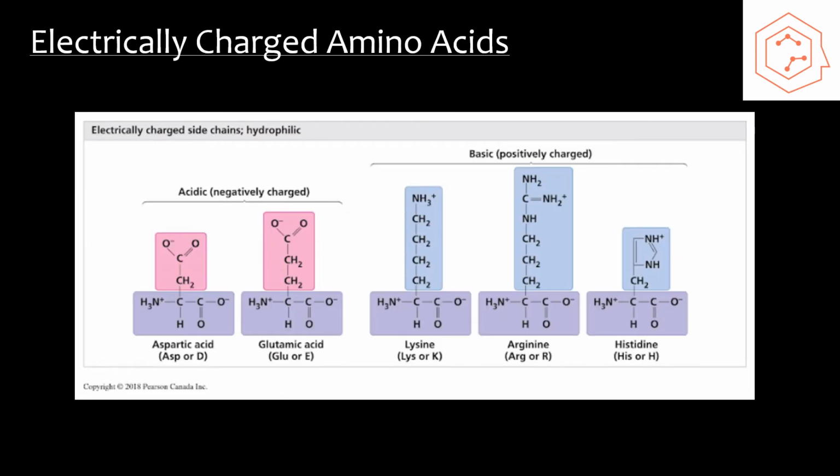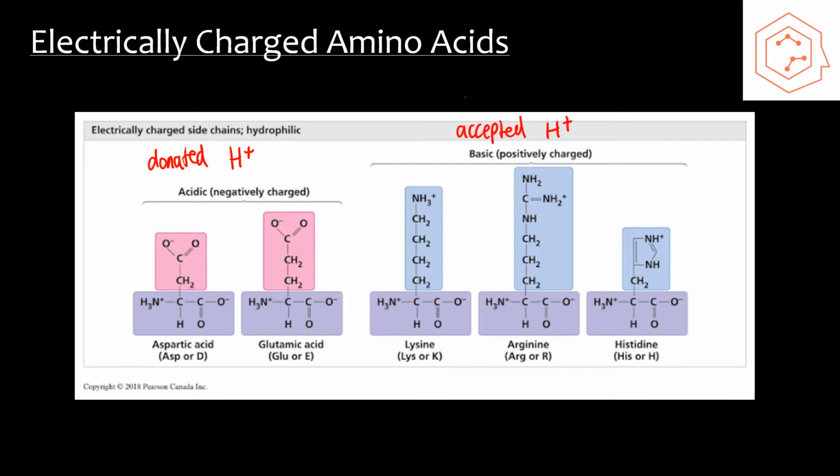In terms of the electrically charged amino acids, we have acidic, which are negatively charged. The reason why they're negatively charged is because they donated a proton. And for the other three, these are basic because they're positively charged, which meant that they accepted a proton.